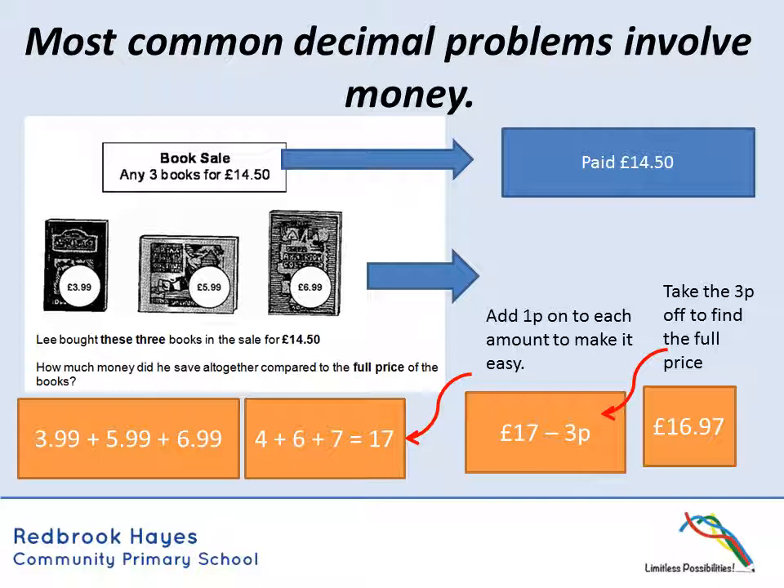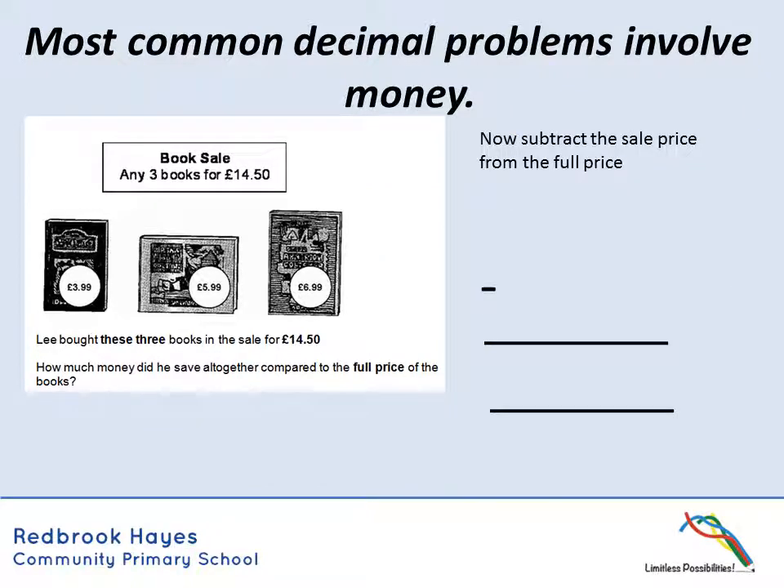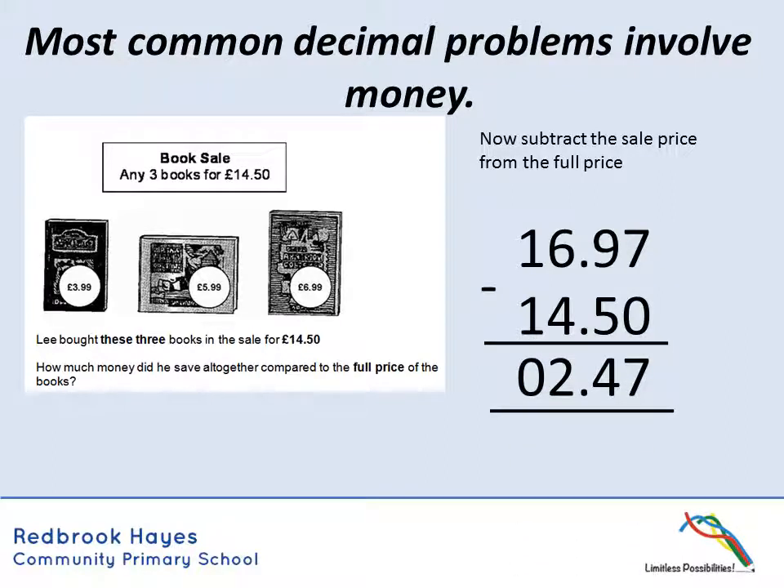And once we've done that, obviously we need to find the difference between £16.97 and the sale price of £14.50. So nice and simple, just set up your column method and make sure the decimal places are lined up, and then nice and simple with this one, there isn't any exchanging to do, it's just a simple answer at the end. So your answer, the difference, how much money did he save, which is what we're actually wanting to find out, you actually save £2.47.